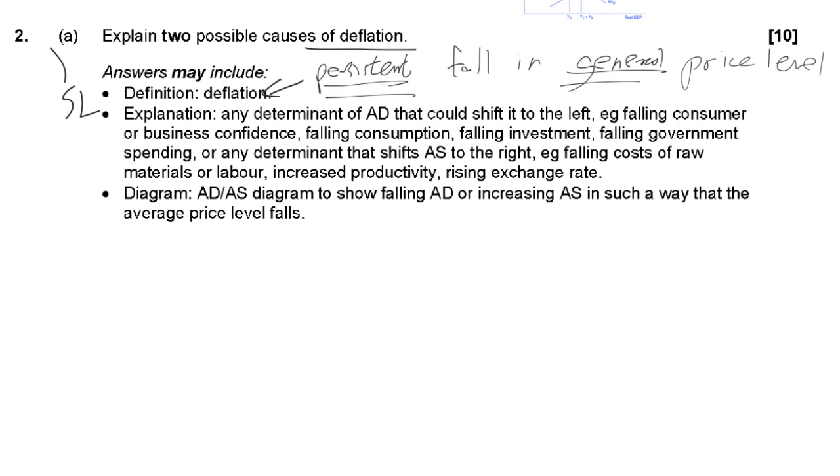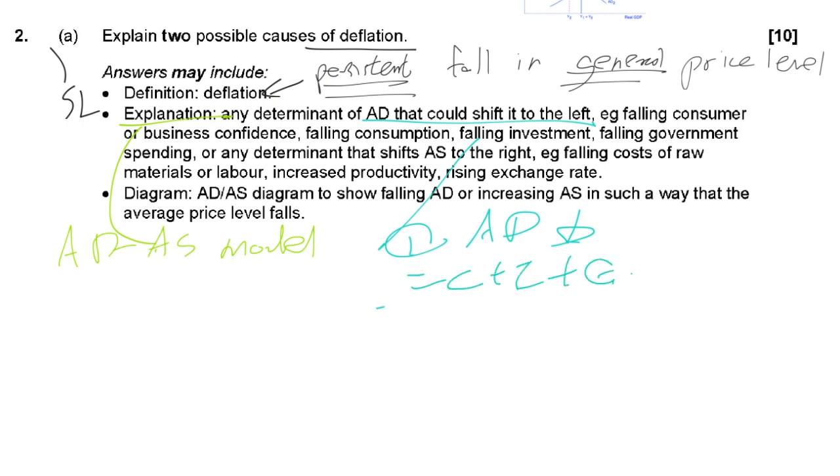Next, the two possible causes. In this answer, we are going to make use of the AD-AS model to illustrate the changes in price level. There are two possible reasons. Reason number one is the AD curve shifting to the left. For the AD curve, it's equal to C plus I plus G plus NX. You can see that in the answer, it talks about C, consumption, I, investment, G, government expenditure. So these are the first reason I would like to talk about.